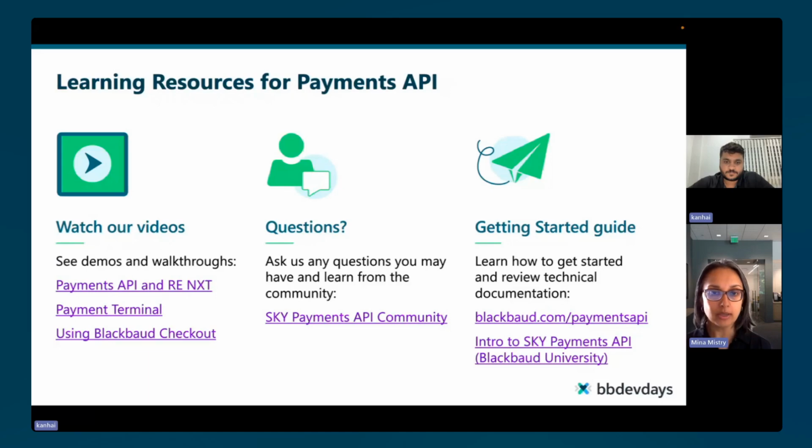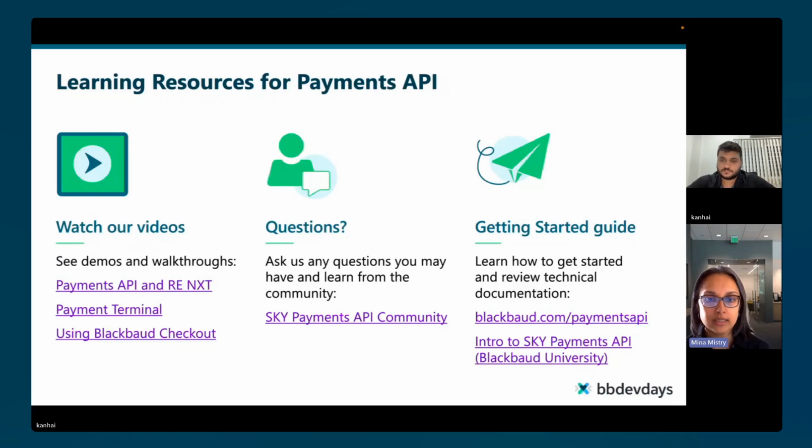We also have a quite active Sky Payments API community that developers post to if they're using the API and they have questions about certain use cases that they want to serve. Can the API do this? How do I do that? And so that's a great place for you to poke around and take a look, or post your own questions if you're in the middle of development and need some assistance.